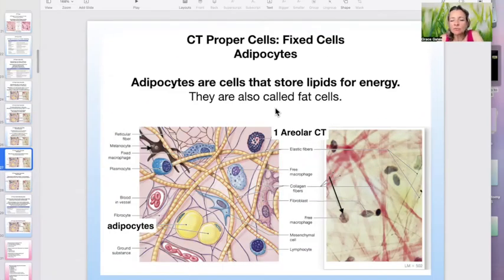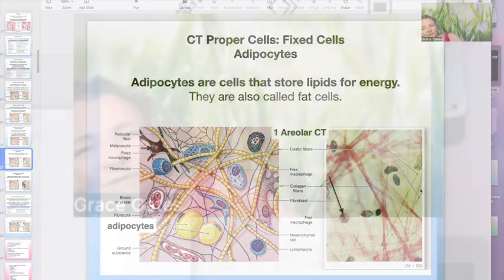Adipocytes are cells that store lipids for energy. They're also called fat cells. They're pretty much always drawn as yellow cells in cartoons. So there are some big plump adipocytes there in our areolar connective tissue.